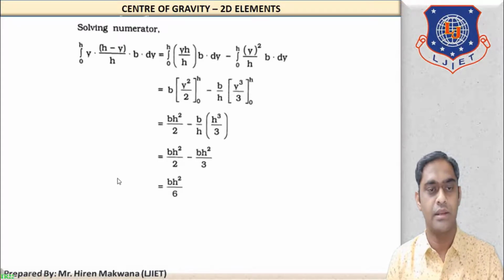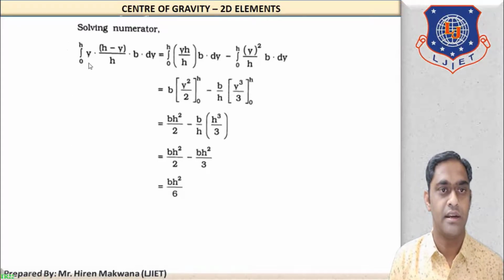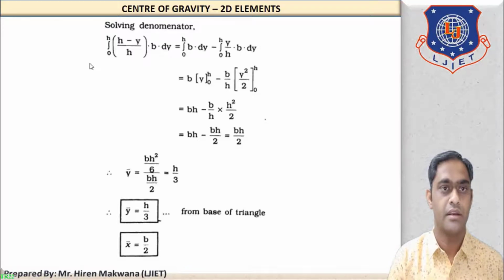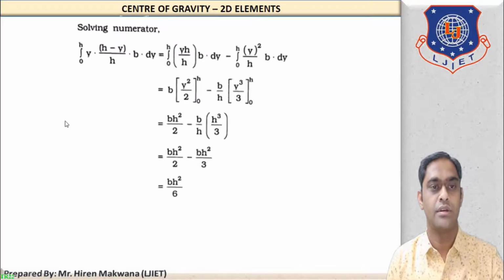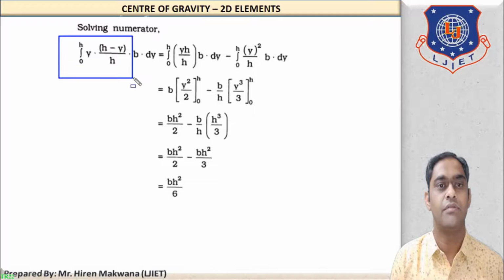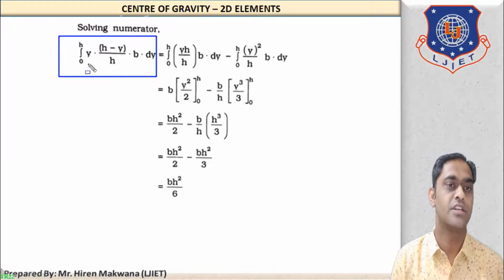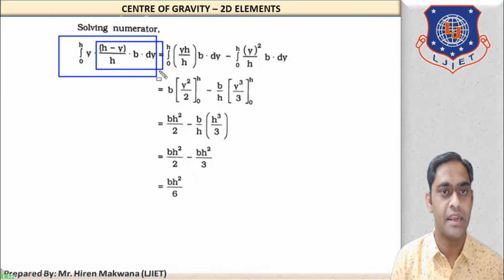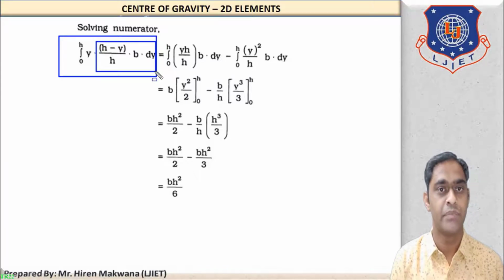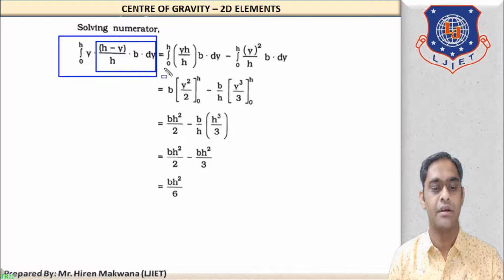Here is the calculation. You can see here the formula of the numerator: integration 0 to h of y dA. Now what have I done?